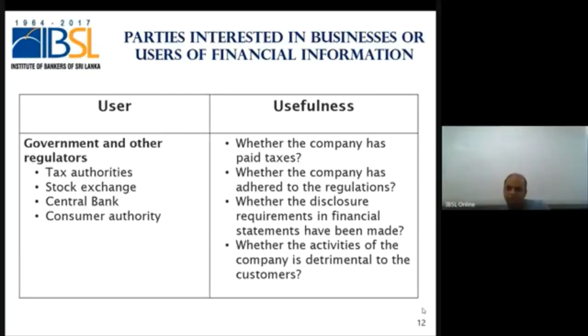And the last point is whether the activities of the company are detrimental to the customers. If you are producing a product which is harmful to the community, then that product has to be banned, and that company should not be allowed to continue. So there can't be a company which is producing detrimental products. So all these are required when you look at the financial information.